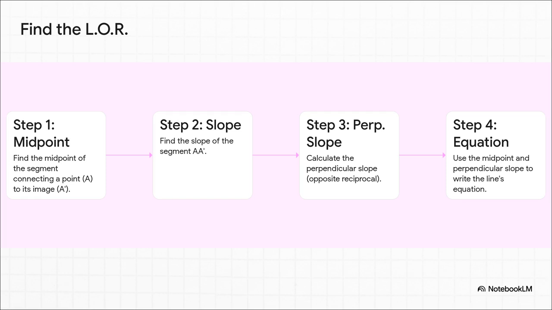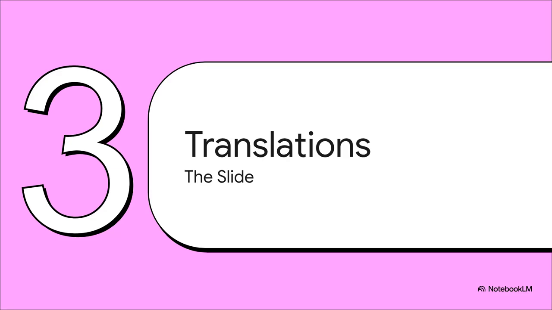1. Find the midpoint of the line connecting a point to its image, like from A to A prime. 2. Find the slope of that same line. 3. Do the whole opposite reciprocal thing to find the perpendicular slope. You know, flip the fraction and change the sign. And 4, use your point-slope formula with the midpoint and that new perpendicular slope to write the equation of the line. If you follow these 4 steps, you literally can't get it wrong. It's foolproof. Okay, moving on.